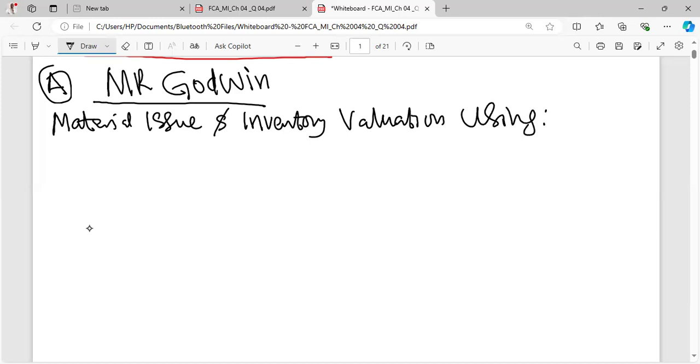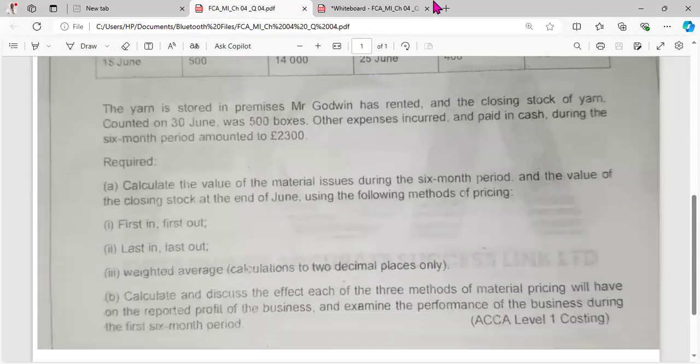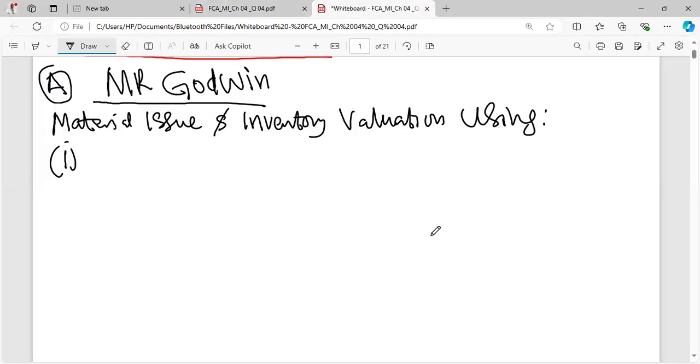Using, so the number 1 part is FIFO. I think it's FIFO. Let's see what is stated here. First in, first out. So this is FIFO. All right, so let's do FIFO.